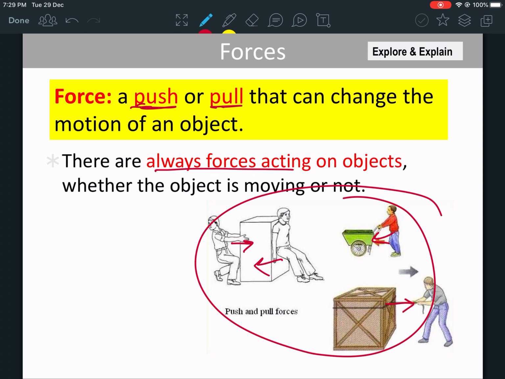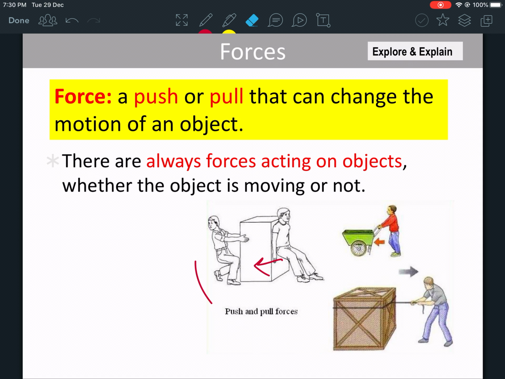So there are always forces acting on objects. Whether it is moving or not, there's always a force acting on any object. Look at any object in your room, for example a book on your table, and you think, oh, there's no force acting on that book. But that's not true. There is a force acting on that book, which is gravity. You've got a table, you've got a book on the table. Gravity is pushing the book down, and the table is pushing the book up. So there are forces acting on that book, even though it is not moving.